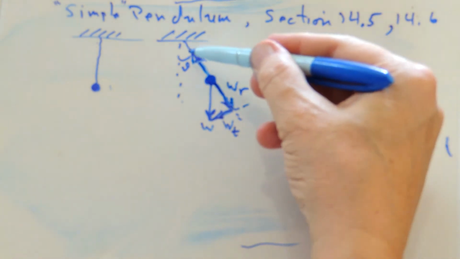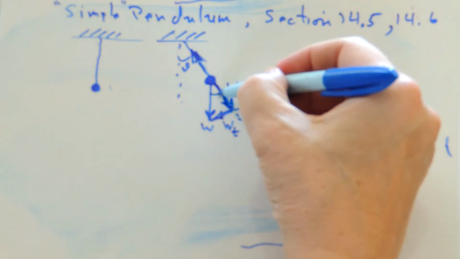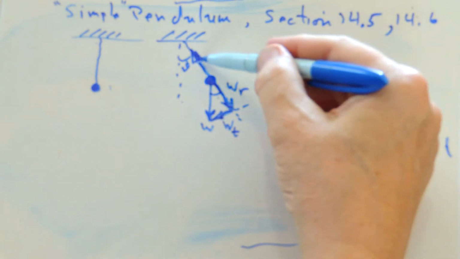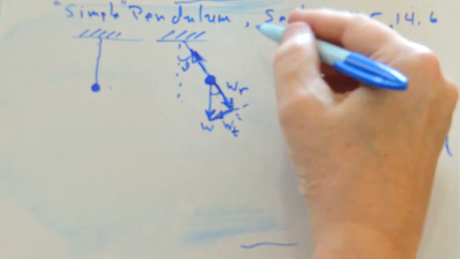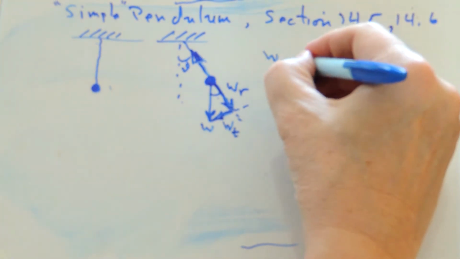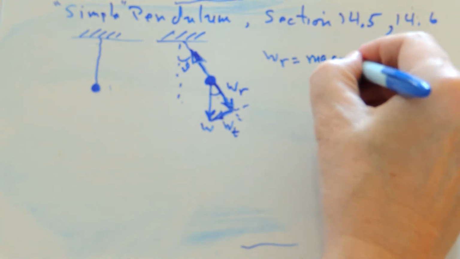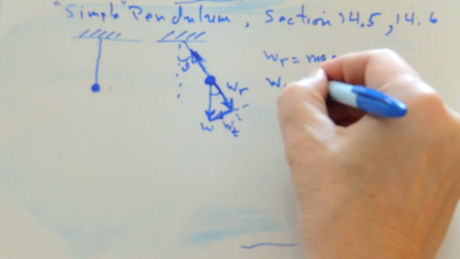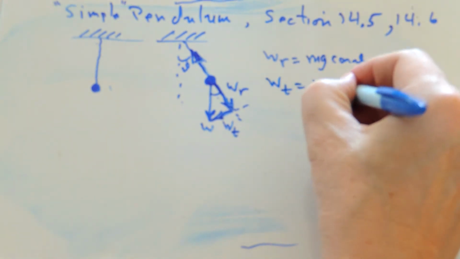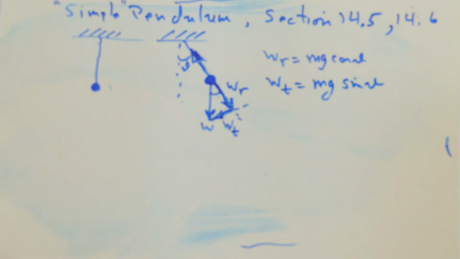And you can see pretty easily that the angle in my force triangle up here is the same as angle theta. And so it's the work of a moment to conclude that WR is equal to mg times the cosine of theta, and this tangential component WT is equal to mg times the sine of theta.